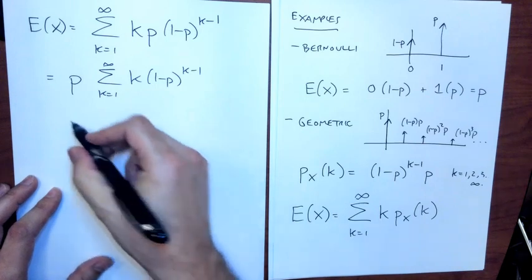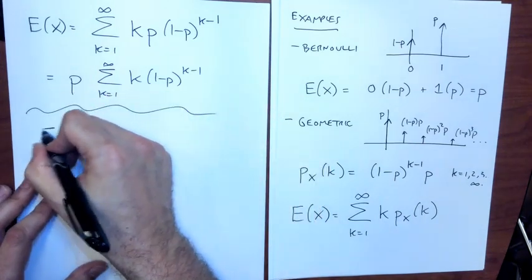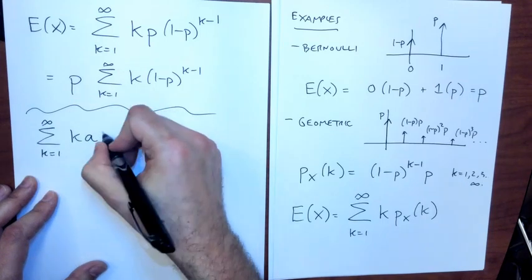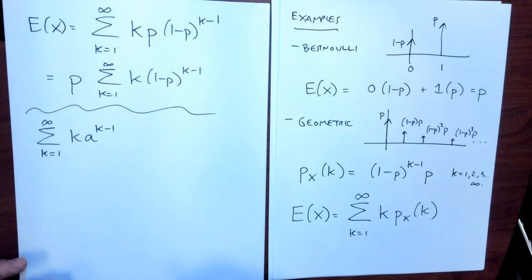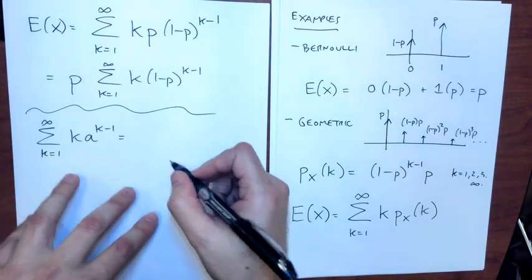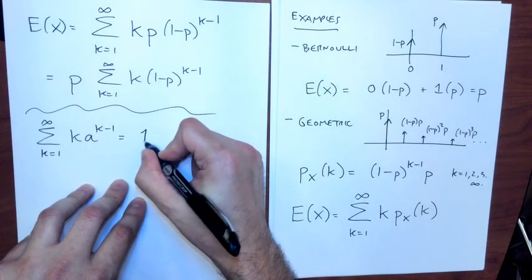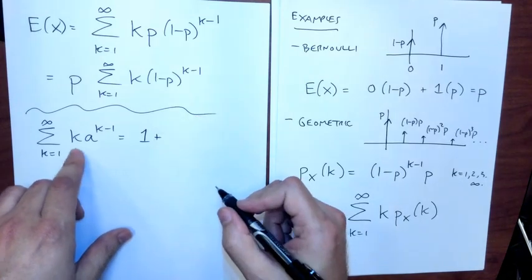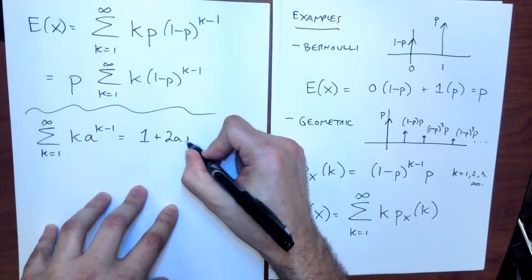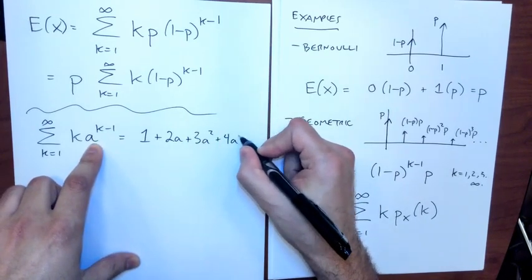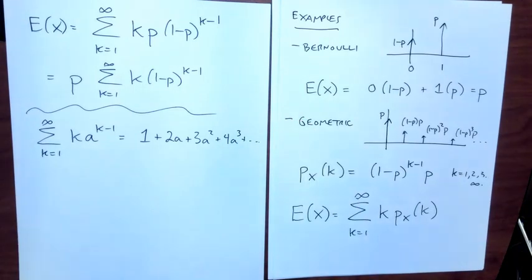So let me make my life a little bit easier. Let me do a sidebar to make it easier to see what's going to happen. If I have k times some a to the k minus 1, where a is just some number, what does this mean? This is like saying I have 1 times a to the 0, which is 1, 2 times a to the 1, 3 times a to the 2, and so on. So that's the kind of series that I have to sum up.